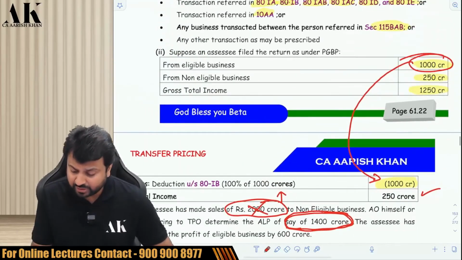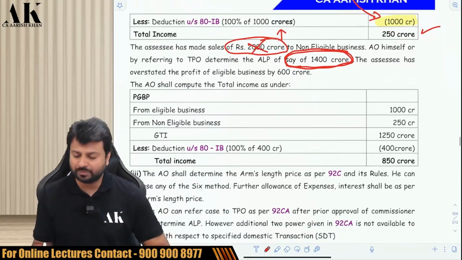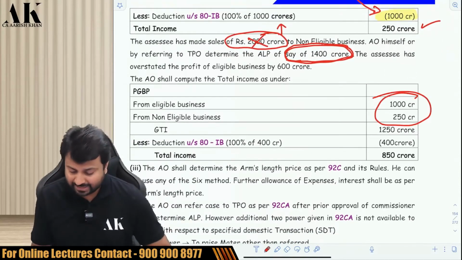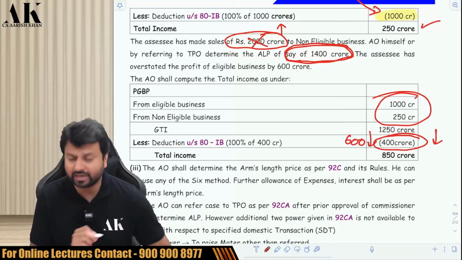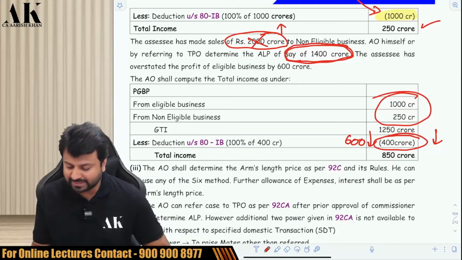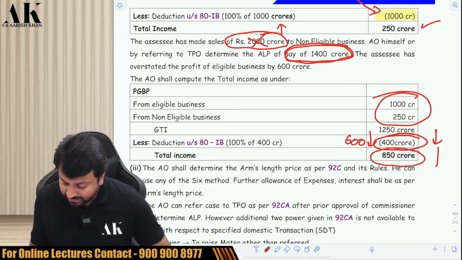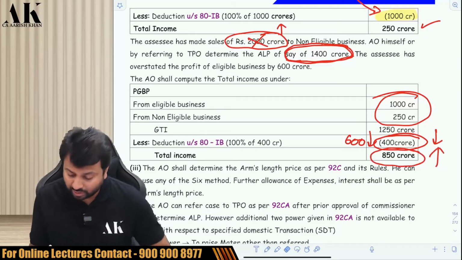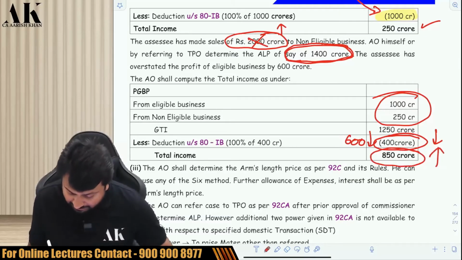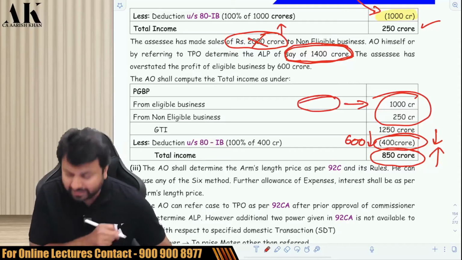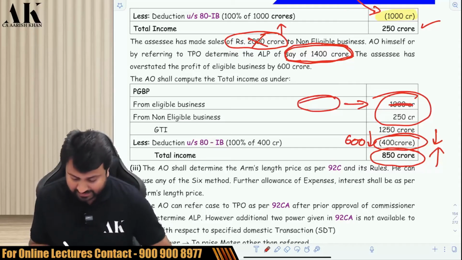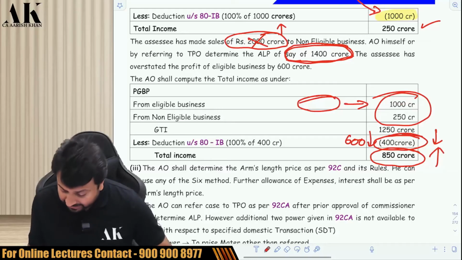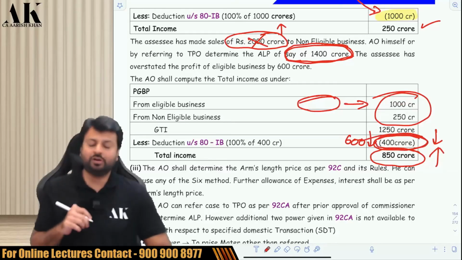this profit should reduce. But the government says that you should not reduce the profit, you should keep the profit as it is, but you should reduce the deduction by how much? You should reduce the deduction by 600 rupees. And if the deduction is reduced by 600 rupees, automatically your total income will increase by 600 rupees. You are not supposed to manipulate your PGBP income, because it doesn't make any sense to change this. You have to change the deduction below by 600 rupees.